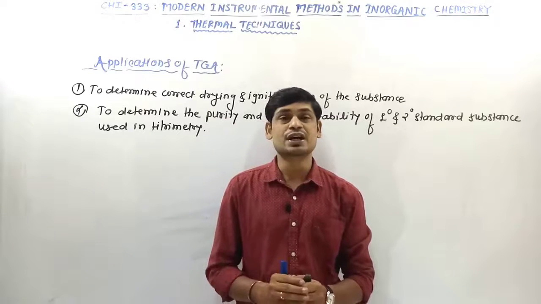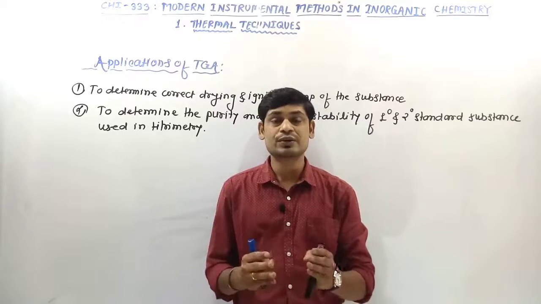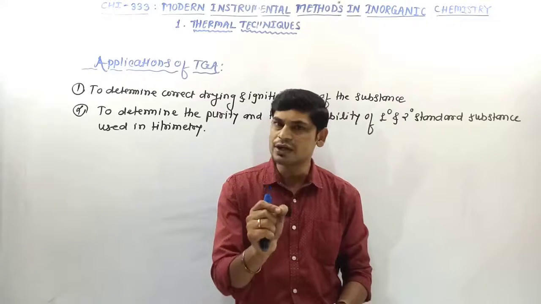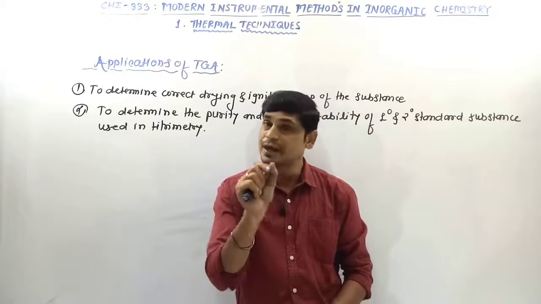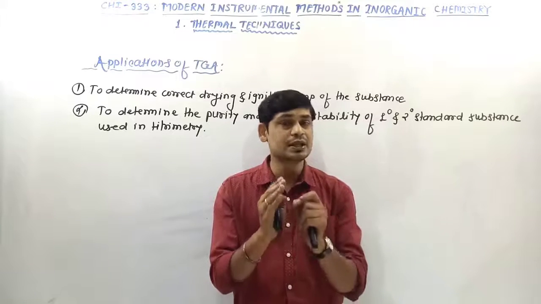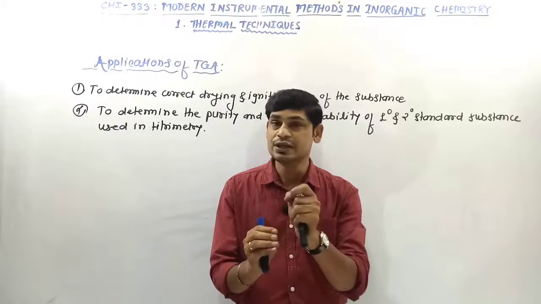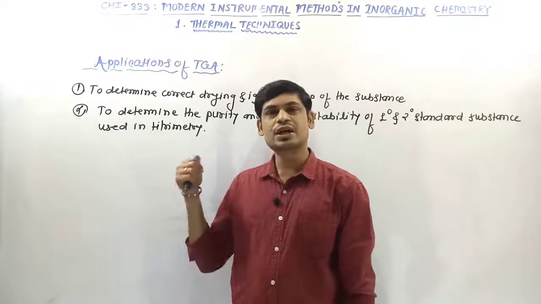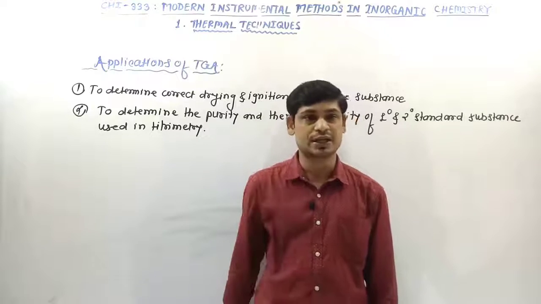Secondary standard substances are those which cannot be prepared in their purest form and whose concentration changes with time and temperature. In order to have a more precise and accurate result, we use primary standard substances because they are prepared in pure form and their concentration does not change with time and temperature. So this purity and their thermal stability can be determined by using thermogravimetric analysis.